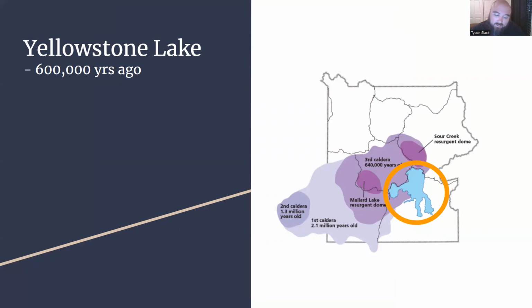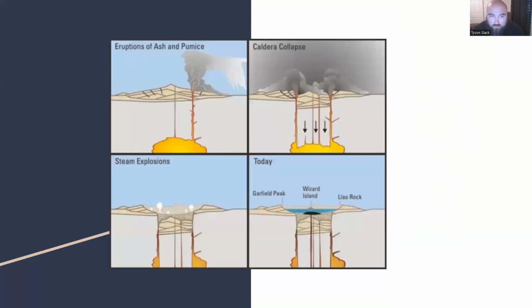Yellowstone Lake formed when a magma chamber 600,000 years ago collapsed. The water from the north, from Hayden Valley and Mount Washburn, was able to flow from underground into the caldera that formed, eventually filling it and creating Yellowstone Lake. Which leads us to Old Faithful.